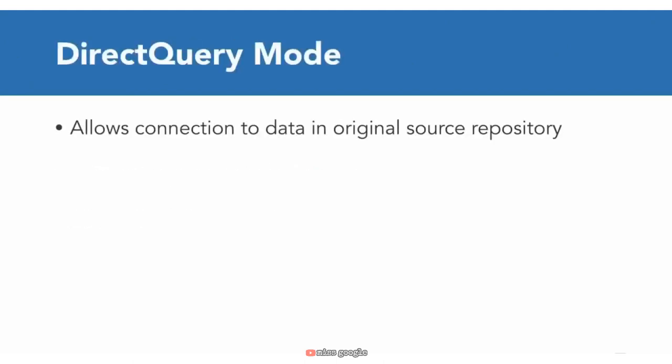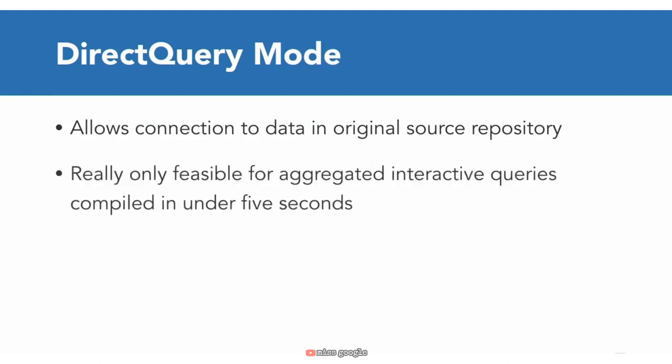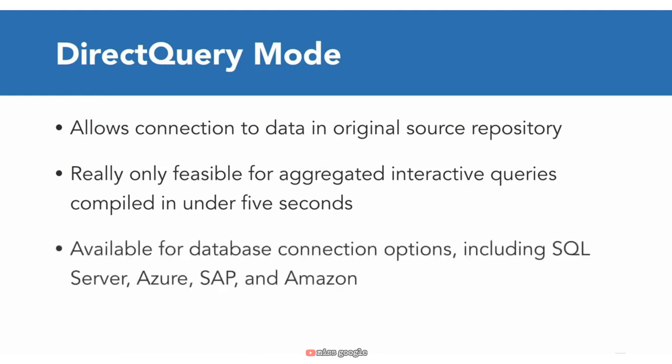Direct query allows us to connect to data in its original source repository. This option works best when the underlying data provides interactive queries returning data in less than 5 seconds, or if this data changes frequently and we need the latest updates. Power BI supports direct query for several database options, including some of these we see here on the screen. However, check the Microsoft and the Power BI documentation for the latest applicable databases.